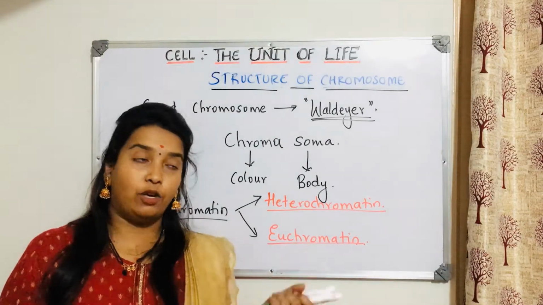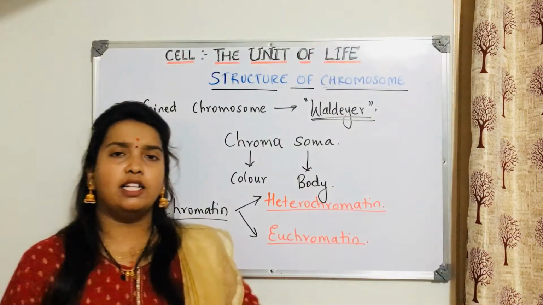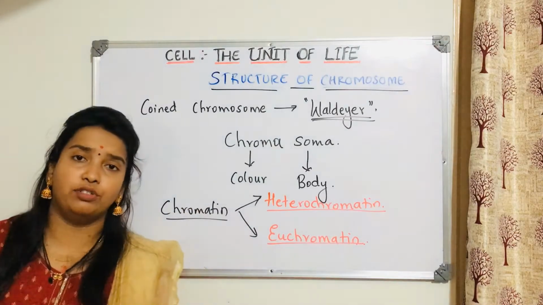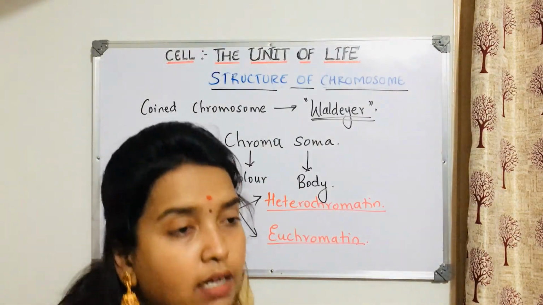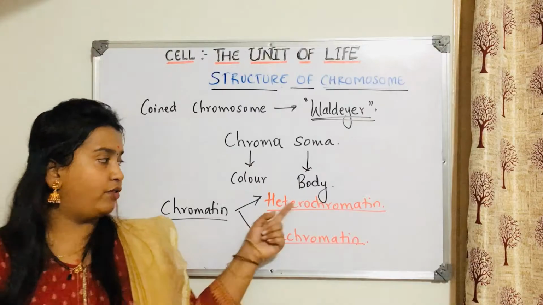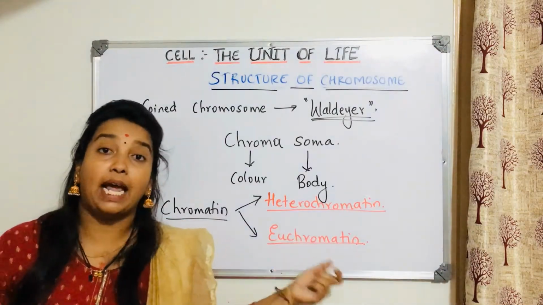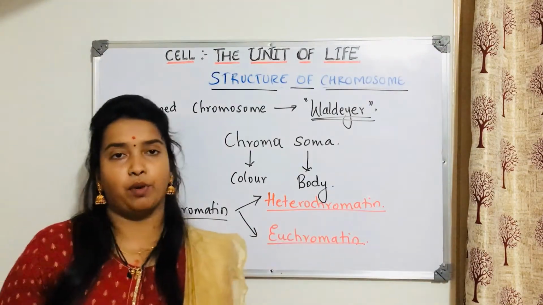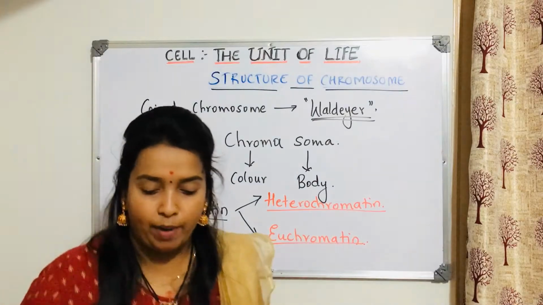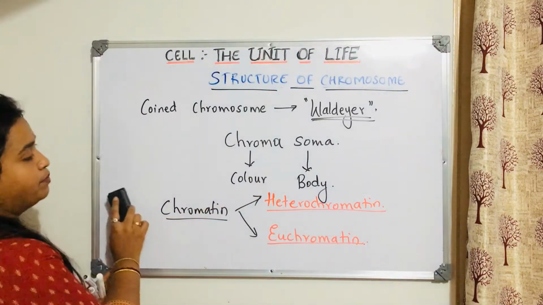Okay, so heterochromatin and euchromatin are very important structures, you can say. Based on the staining, they have divided chromatin into two types, heterochromatin and euchromatin. Now let us see what heterochromatin and euchromatin are.